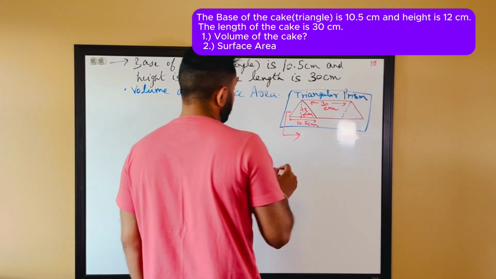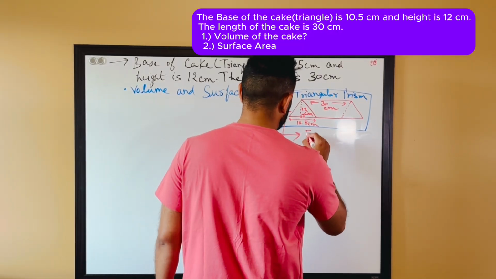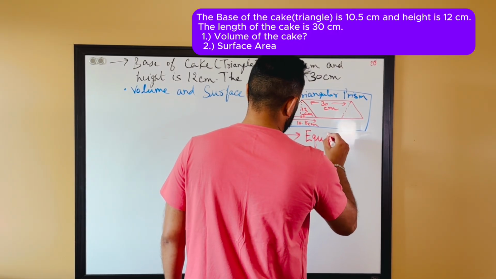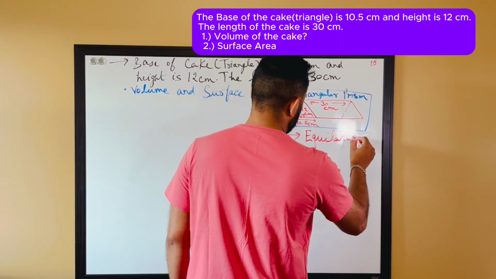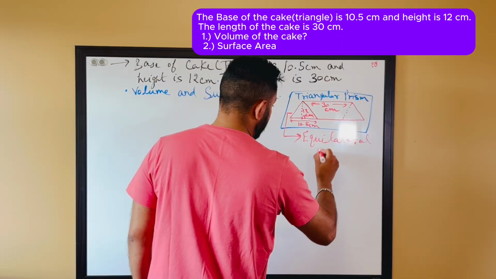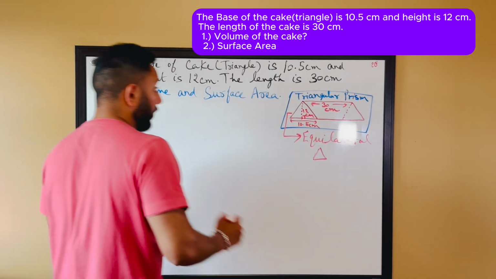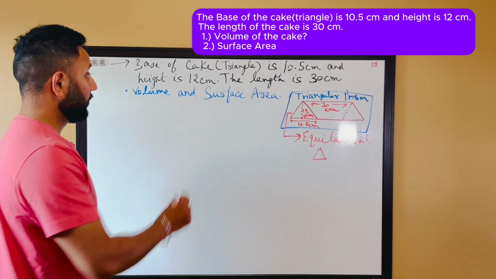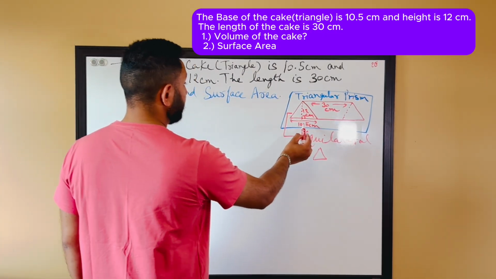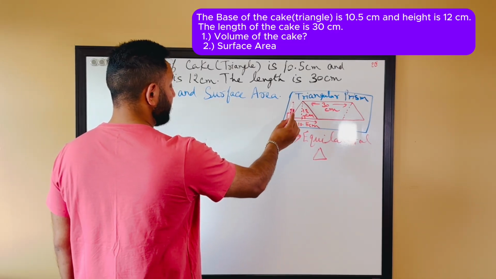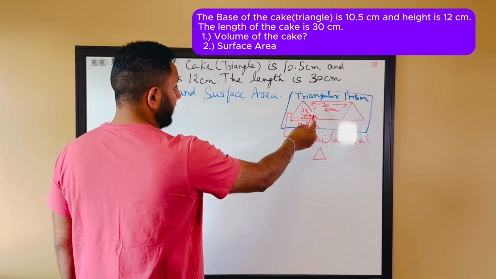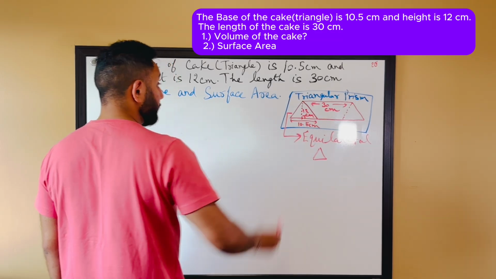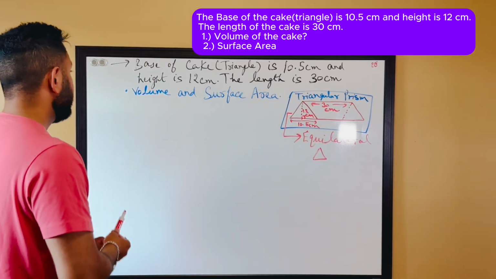And also we are given that this is an equilateral triangle. That means all its sides are equal. So for example, if base is 10.5 centimeter, this side is also 10.5 centimeter and the other side is also 10.5 centimeter.